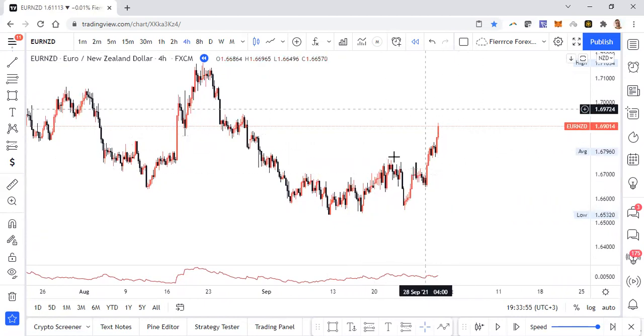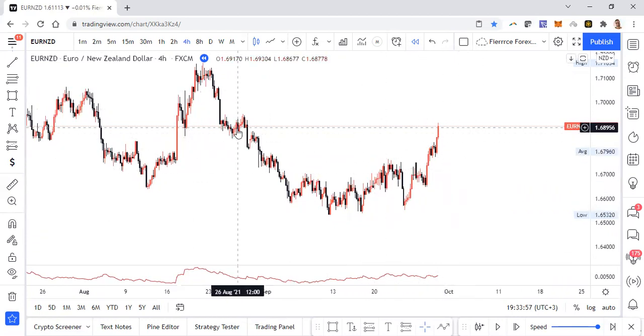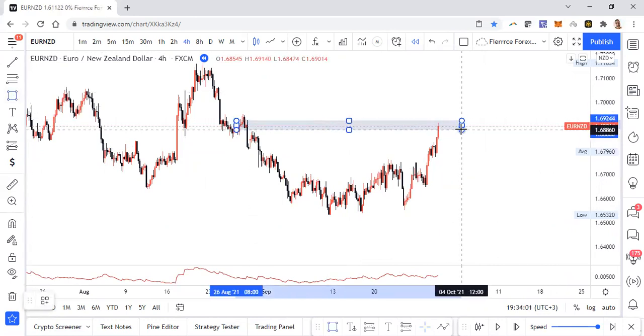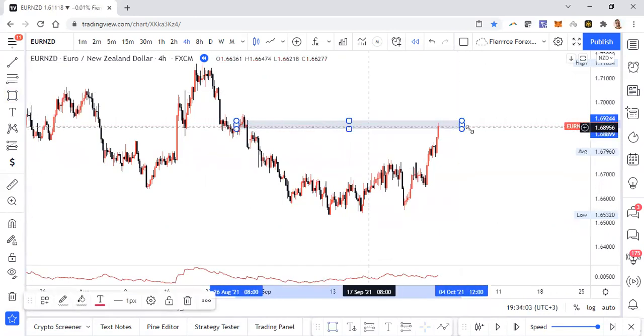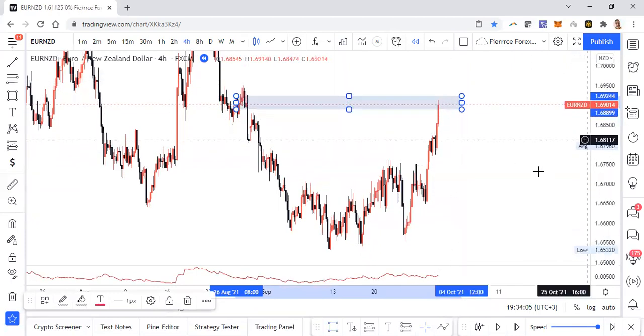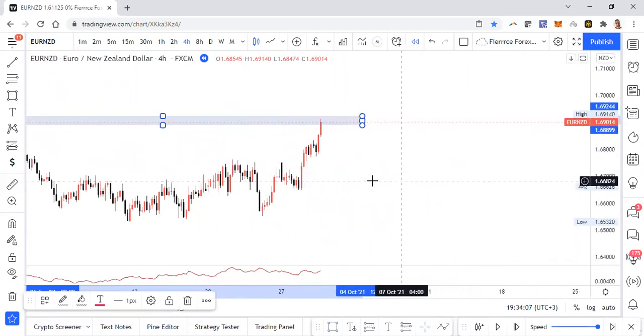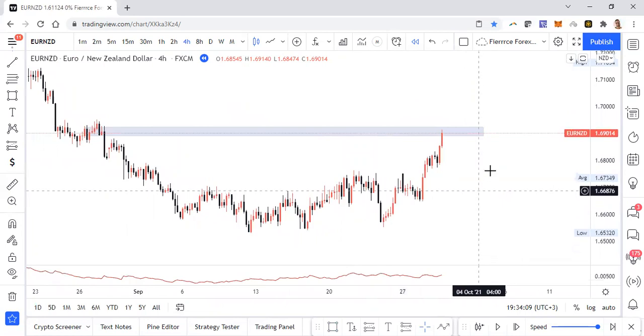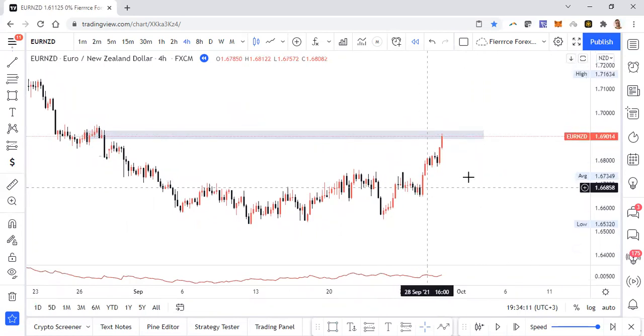I'm seeing it respecting a zone up here, so I'm expecting a bit of a rejection here. I'm just waiting for, if you watch my previous video, I've shown you guys how to get into the market on a trending market.